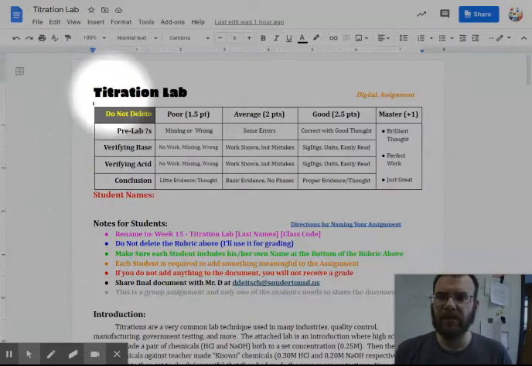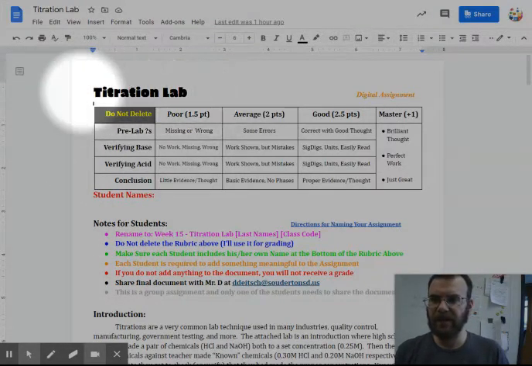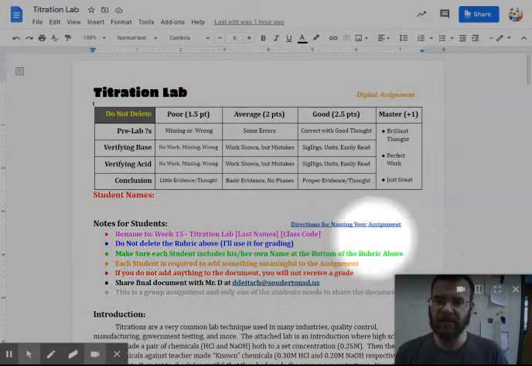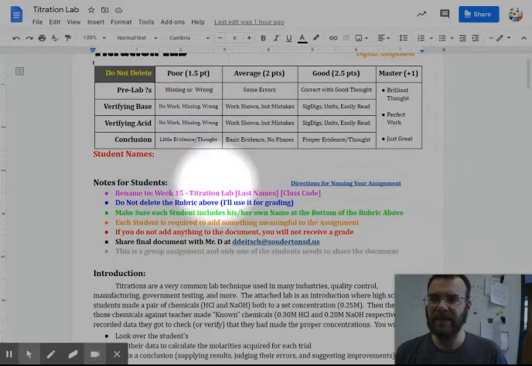Hello and welcome. This is an explanation for the titration lab activity. As per always, you have your rubric up here and the notes for students that will explain some of the mechanisms of it.